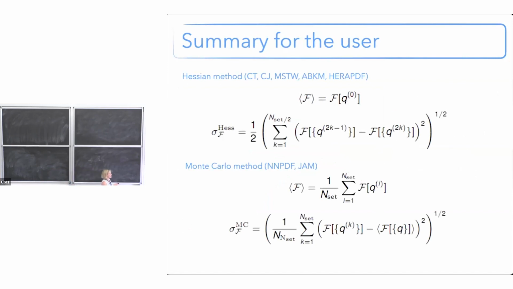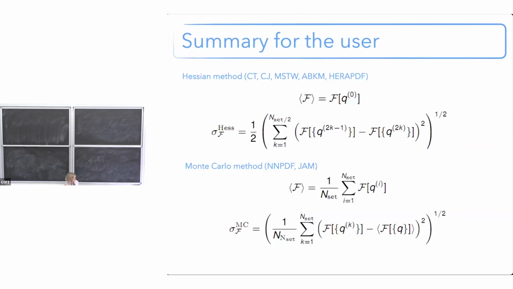So for the central value of a PDF-dependent observable, here you take the observable computed on the central set, here you average, and for the Hessian, you do the usual variance formula for the plus and minus variation in the eigenvector space, and for the Monte Carlo, you have to calculate the variance of a Monte Carlo set.